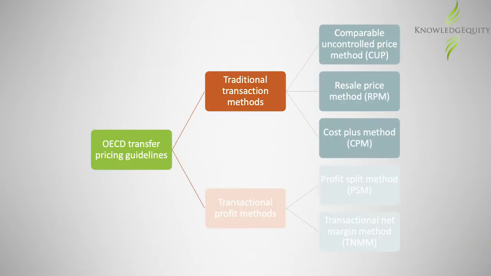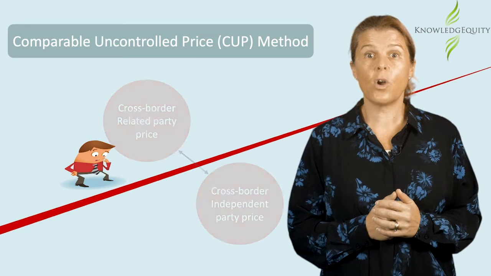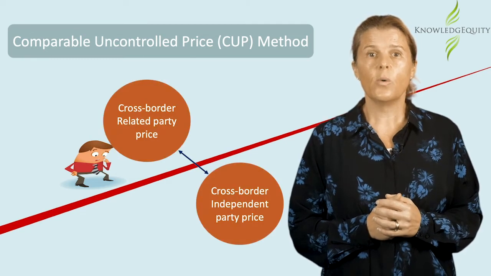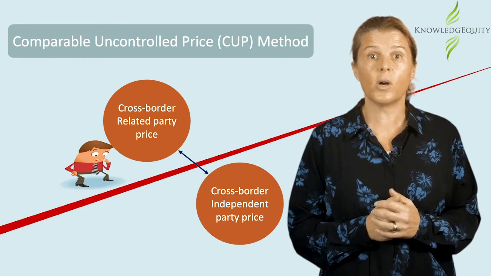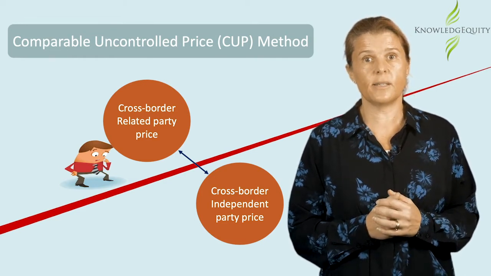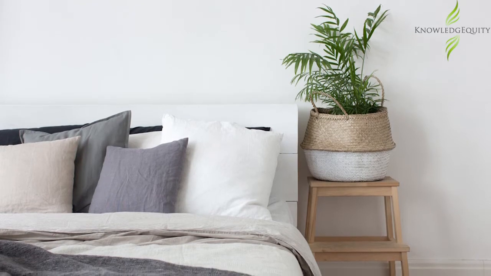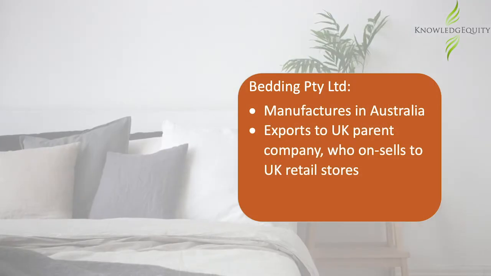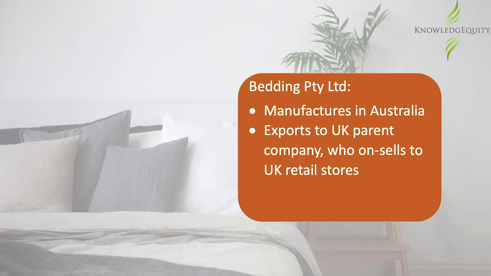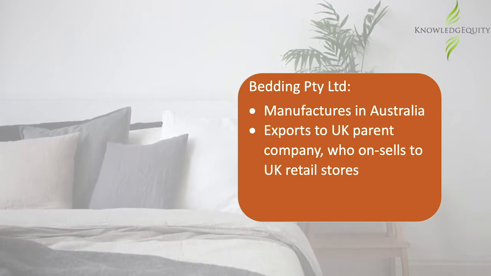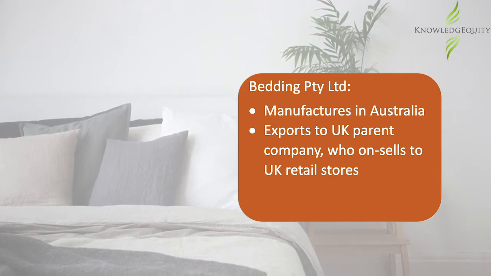In this clip, we explore the 3 traditional transaction methods. The first method is the comparable uncontrolled price, or CUP method. This compares the cross-border related party price with the price charged on comparable cross-border dealings involving independent parties in comparable circumstances. For instance, Bedding Proprietary Limited manufactures high-quality bed linen in Australia that it sells to its parent company in the UK. The parent company then sells these to UK retail stores.